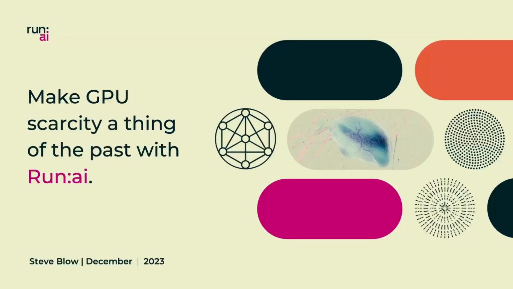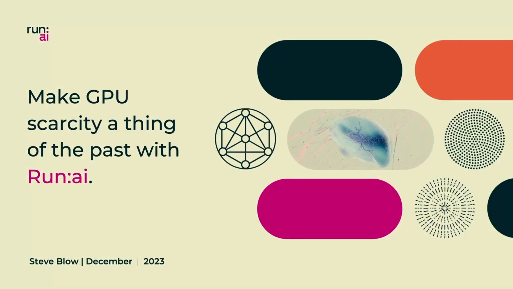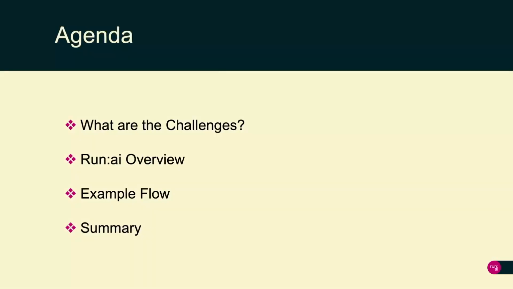But now, I'm going to talk through a couple of things first. The first component that we're going to be looking at is the challenges, so what we see in the market. Then I'm going to give you a bit of an overview about Run AI, who we are and what we're doing, and then we're going to look at an example flow of what it actually looks like within our UI, and then a nice summary and some questions, hopefully.